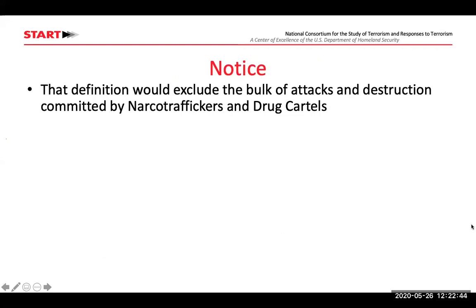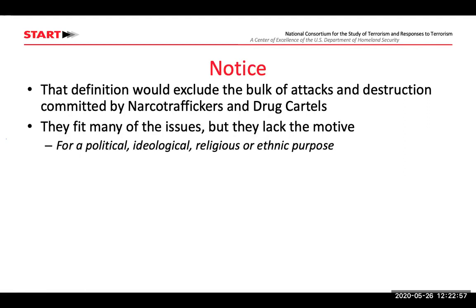Now, notice that the definition that we've put together would exclude the bulk of attacks committed by narco traffickers and drug cartels. And this can be perplexing when it's first mentioned. The reason why I mention it, and I always mention it in my grad class when I teach 630, I put this front and center because it's a very interesting case of how it can look like terrorism, but not be terrorism. So drug cartels and narco traffickers fit for many reasons, but they lack the motive of a terrorist organization. They're not doing this for political, ideological, religious, or ethnic purposes. They're doing it pretty much purely for economic gain.